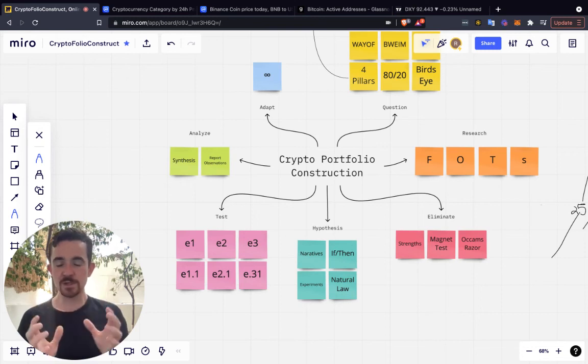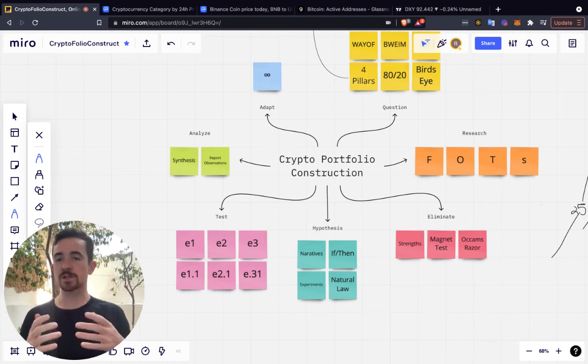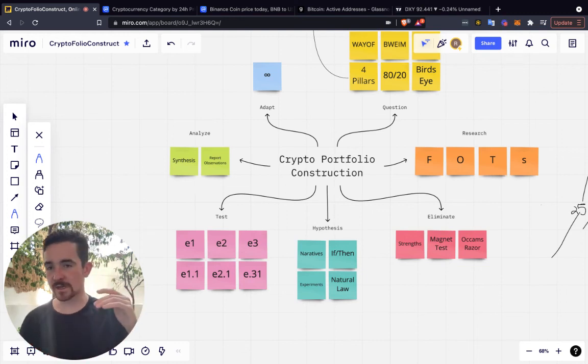But basically, to recap the elimination phase, you want to look at strengths, the magnet test, and Occam's razor. For your hypothesis, this is really the narrative. What is the individual narrative you're going after? We were talking about blockchain gaming, oracles, decentralized exchanges. What is the narrative, right? So if NFT or blockchain gaming blows up, then maybe, I don't know, Axie Infinity increases 50%, whatever. If then, that's your experimental phase.